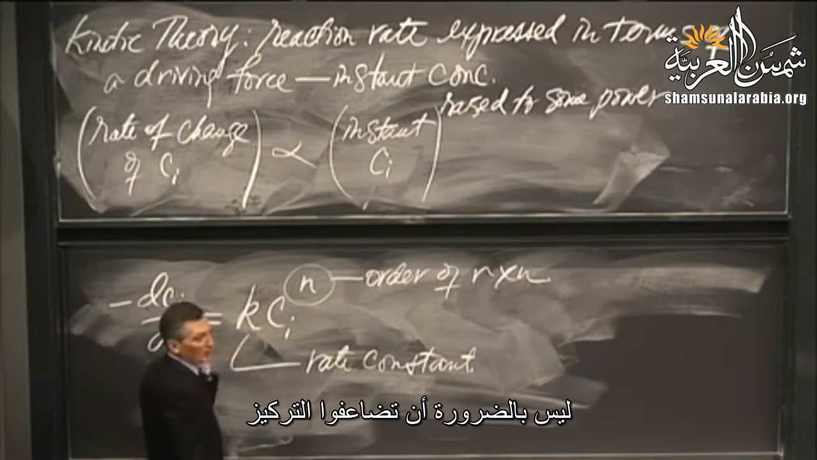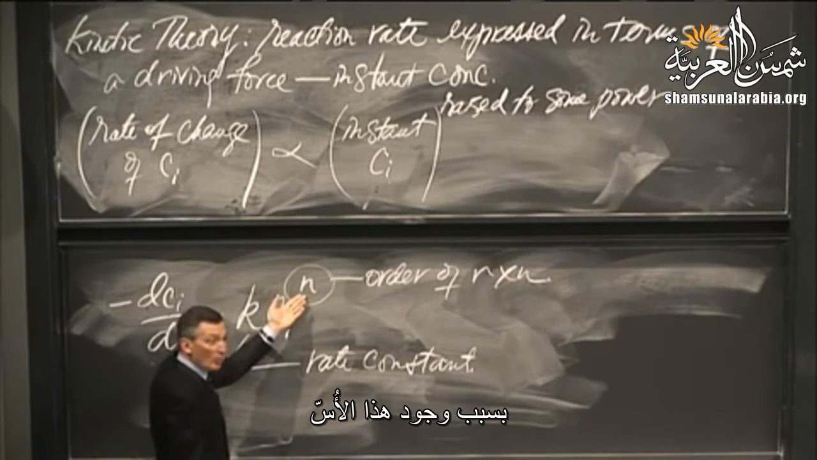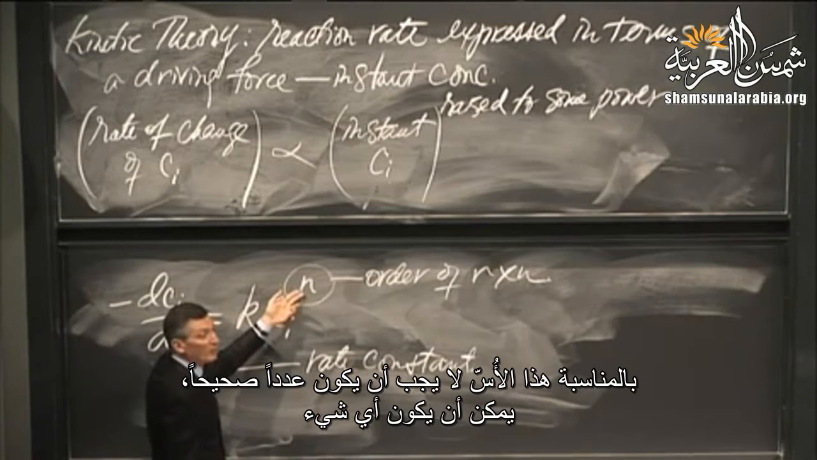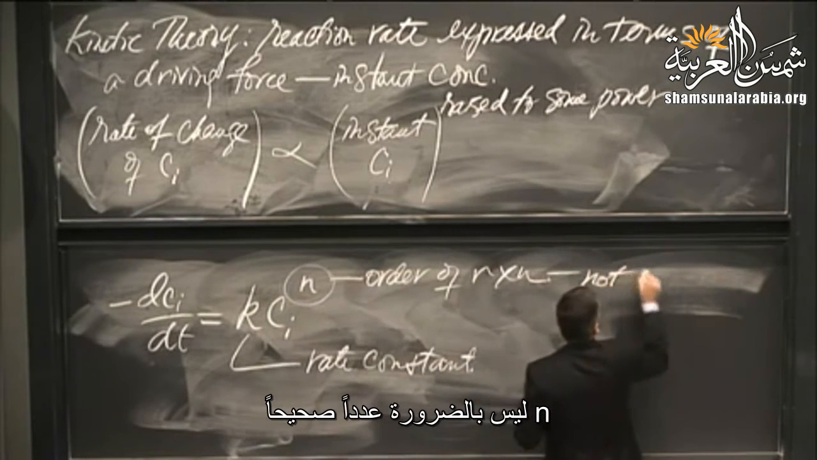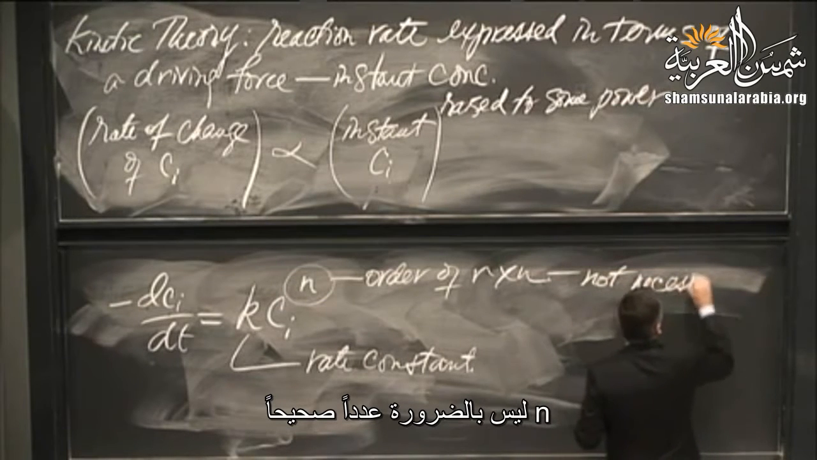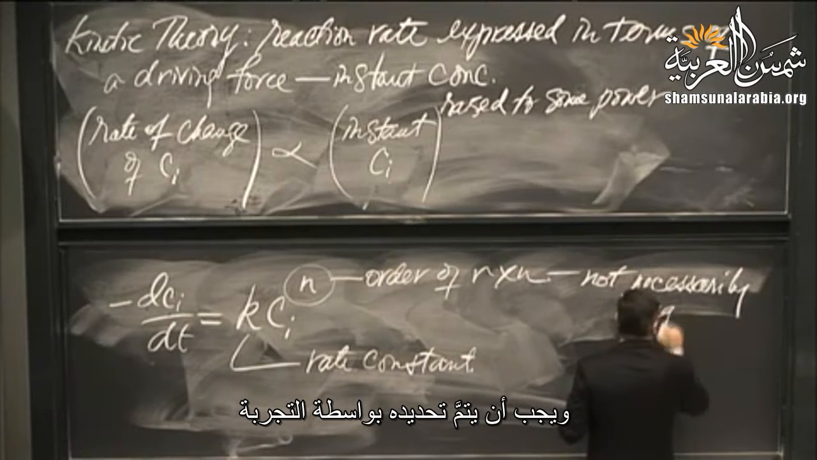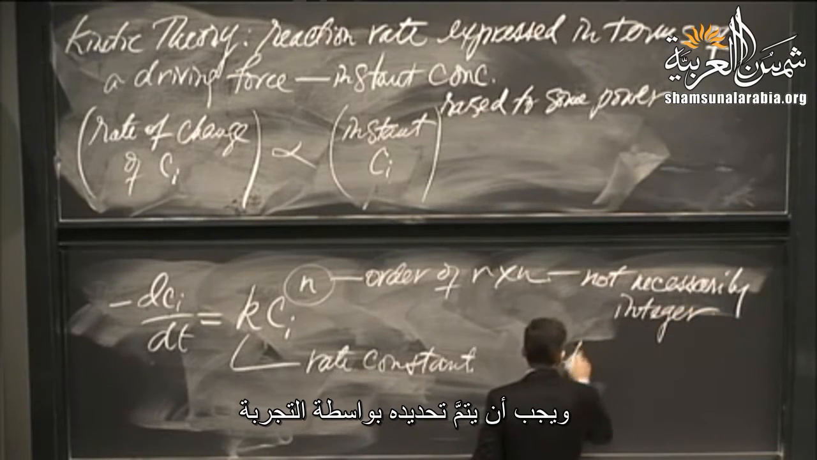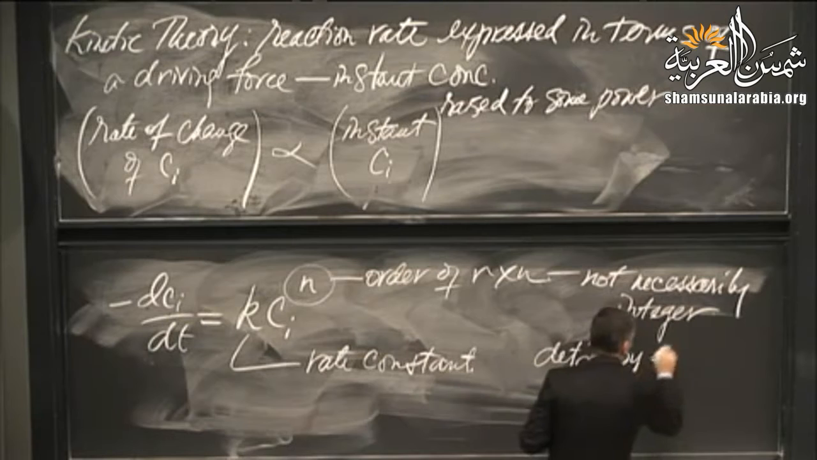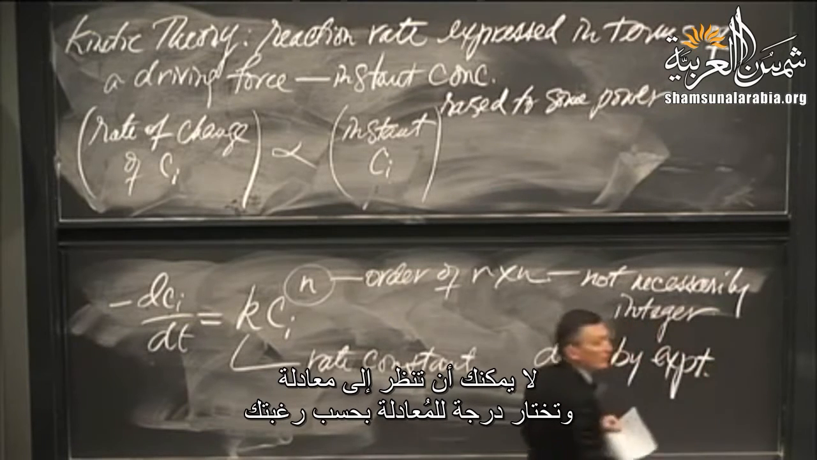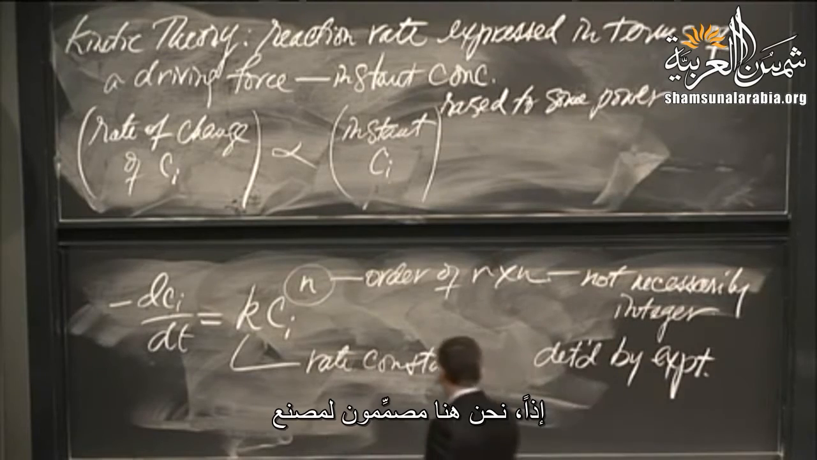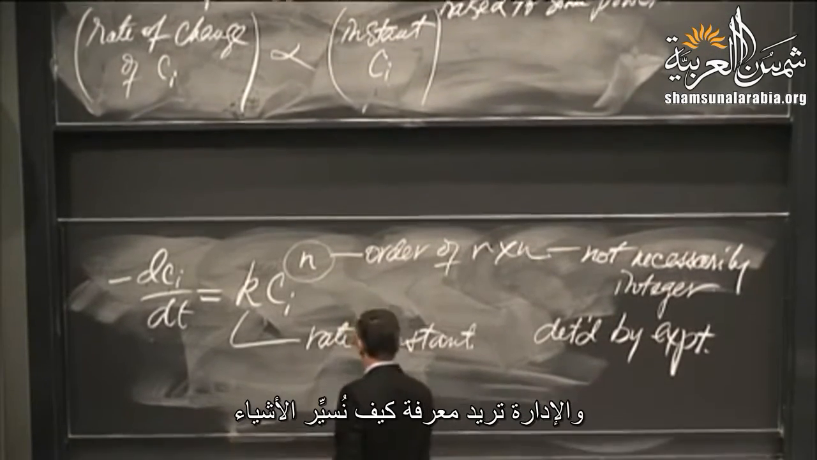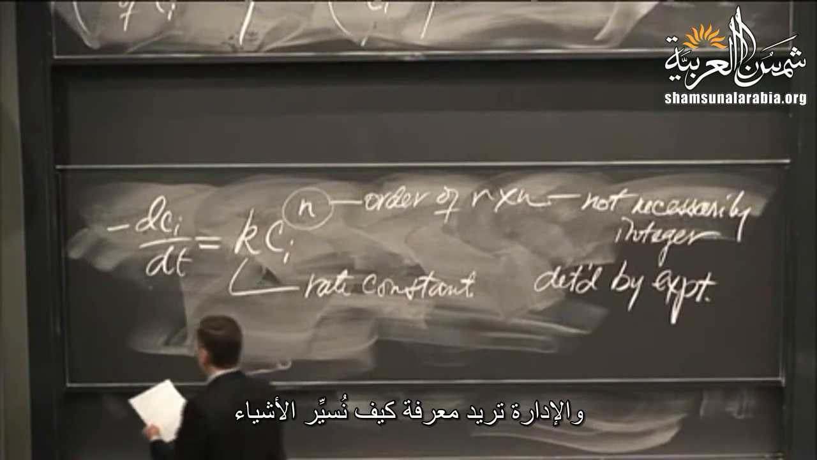It's not necessarily double the concentration, because if this is a 1.5 power, by the way, this doesn't have to be an integer. It could be anything, not necessarily an integer, and must be determined by experiment. You can't look at an equation and say, oh, that's going to be second order because there's a 2 in front of something. So here we are, plant designers, and the management wants to know, how do we make things happen?